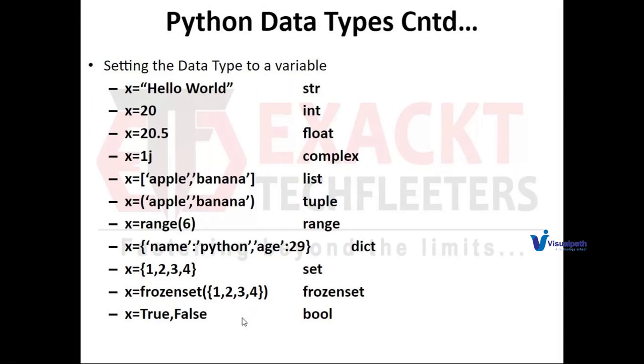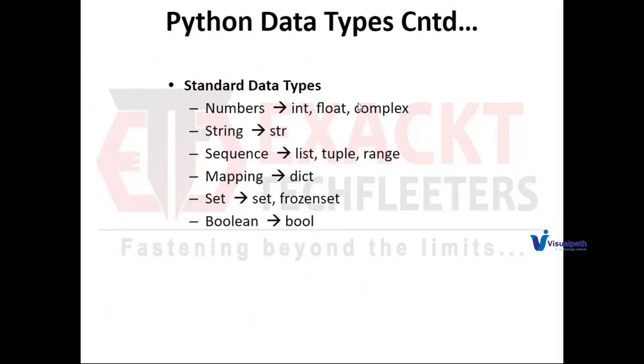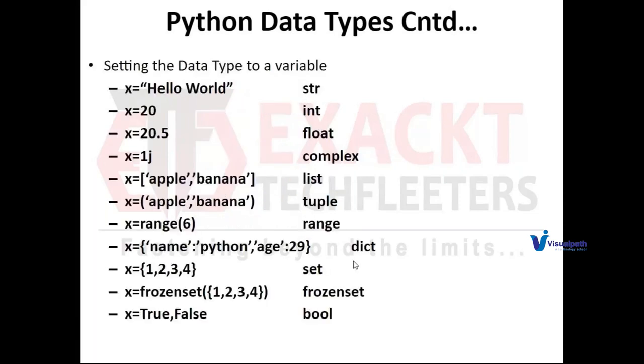These are the examples of each type of data type. I have not explained the complex data type, range data type, and frozen set, because these three are not in the scope of data engineering. So we are not going into these three types of data structures. If you want to explore, you can explore by googling some stuff. These are pretty simple. Okay, so this is it.